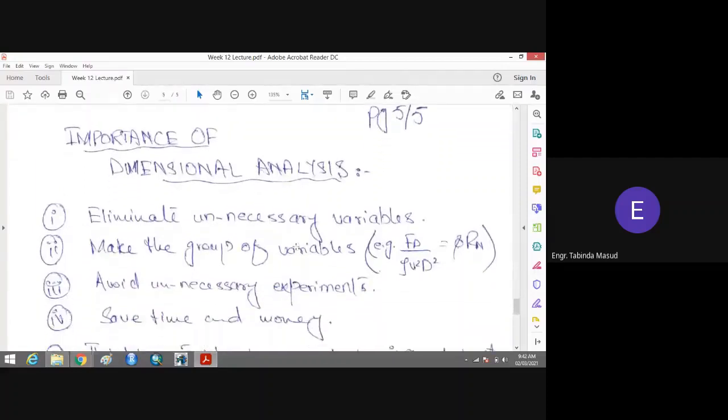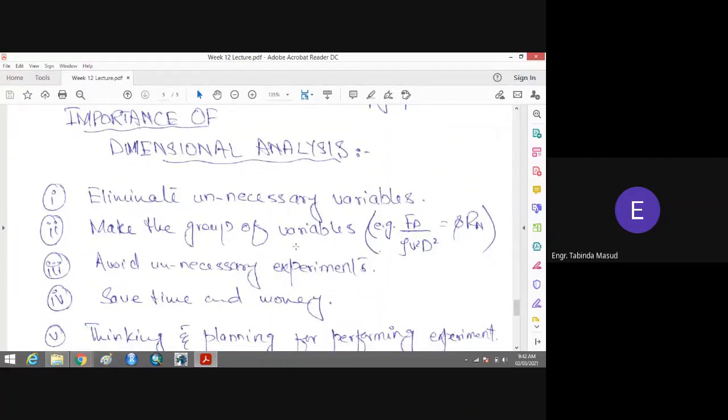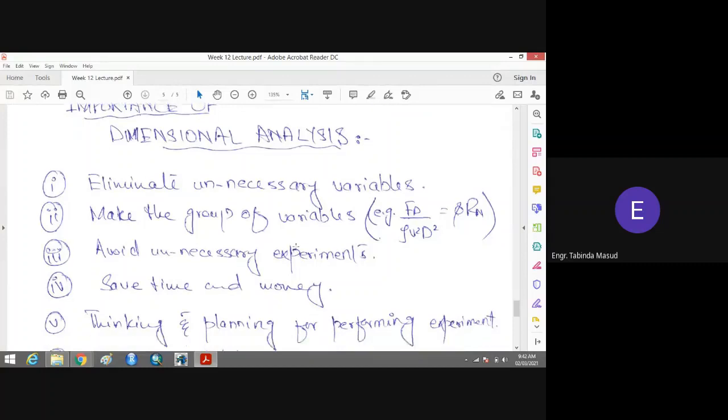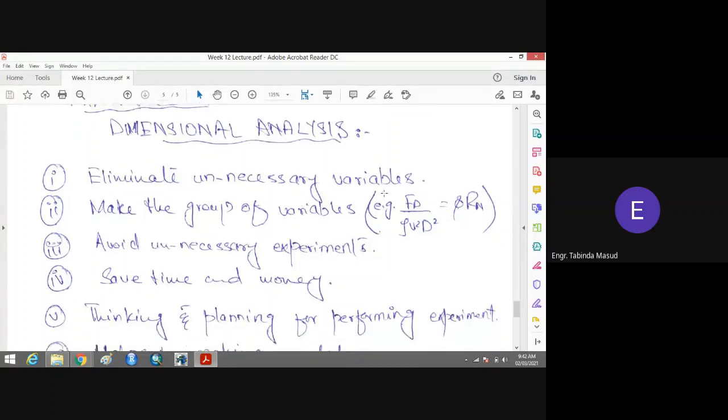In the end, once again, we will discuss the importance of dimensional analysis. Number one, it eliminates the unnecessary variables. I already told you, for example, if a person selects 7 or 8 parameters instead of 2 or 3 important parameters, then what is going to happen? The unnecessary parameters will be automatically eliminated with the help of the analysis and with the help of the experiments.